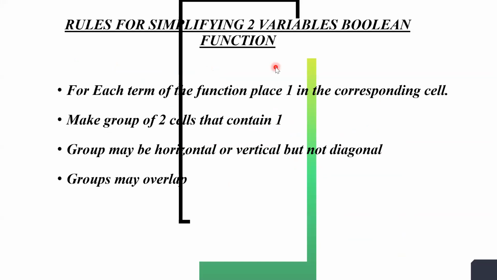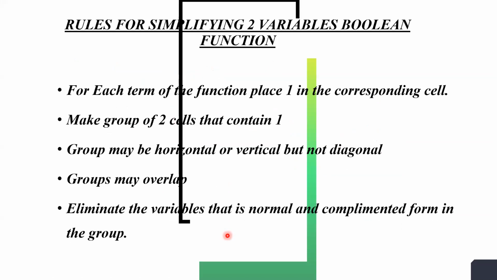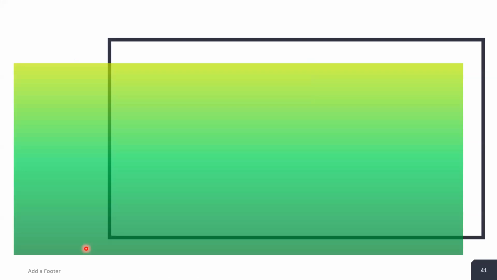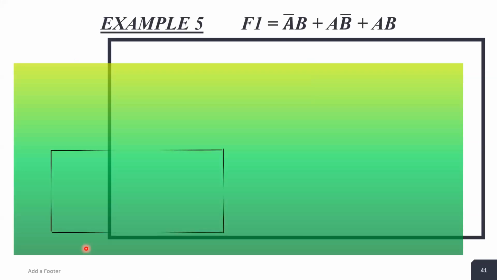Okay. The next is: eliminate the variables that appear in both normal and complement form in the group. Clear? Like we left the zero out. Look, this is the example.